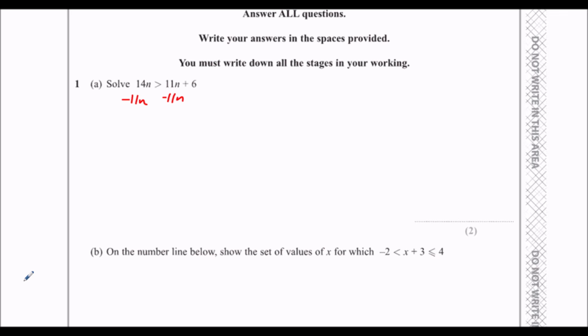14n take away 11n is 3n. So 3n is greater than, 11n's gone, so 6. 3n is greater than 6. To get n by itself, we want to divide both sides by 3. So n's by itself, n is greater than 6 over 3, 2. So n is greater than 2.